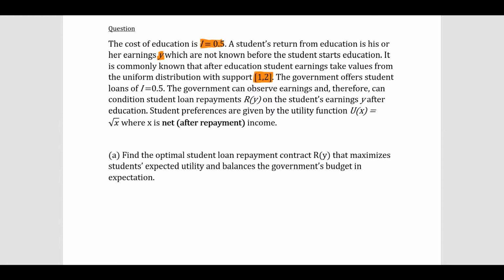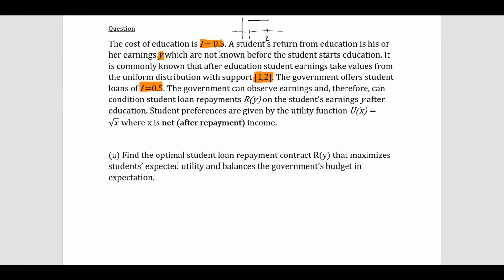The government offers students, essentially it's going to be 1, 2, and then it will take some fixed value like that. So it looks something like that. The government offers student loans of I equals 0.5. So basically they offer the exact amount that we need.